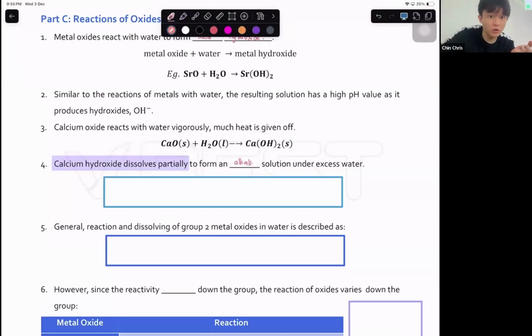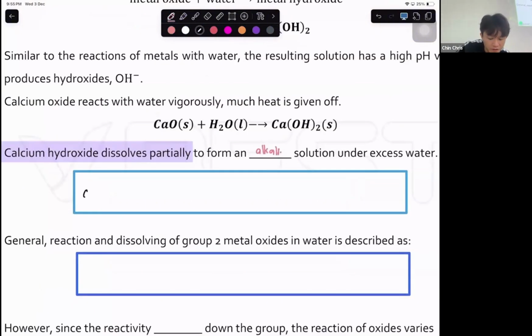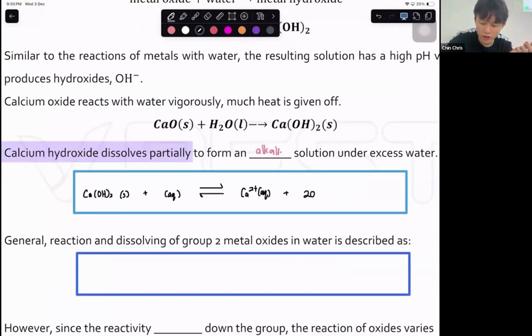So guys, do you know how to write the equation? Ca(OH)2 solid. If I try to dissolve it, what will it be? A reversible reaction, yeah. Ca2+ (aq) + 2OH minus (aq). Get me?